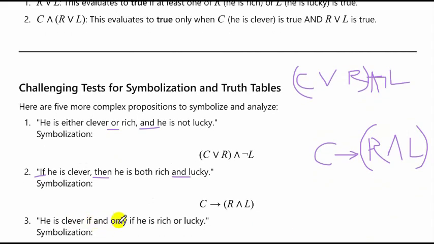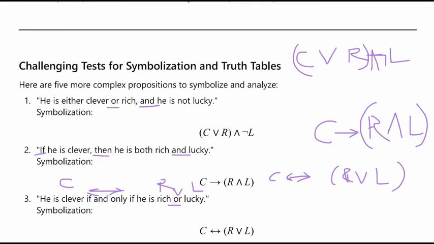He is clever if and only if he is rich. If and only if is represented by this double-headed arrow symbol. Or is this symbol. Rich would be R, lucky would be L, clever would be C. So we have C, double-headed arrow, and rich or lucky. He is clever if and only if he is rich or lucky. So this is a positive statement. Let's look at the answer. Correct.